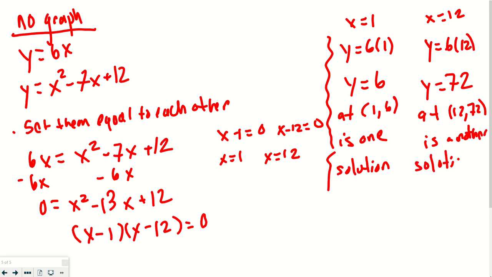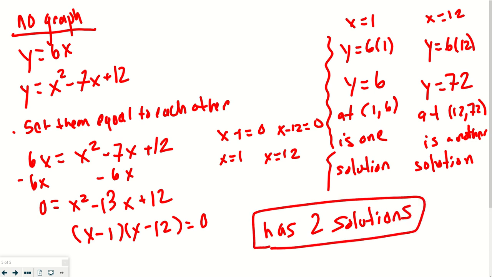Another solution. So that means this nonlinear system has two solutions. Okay, and they're at (1, 6) and (12, 72).